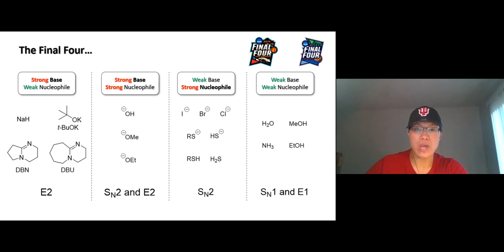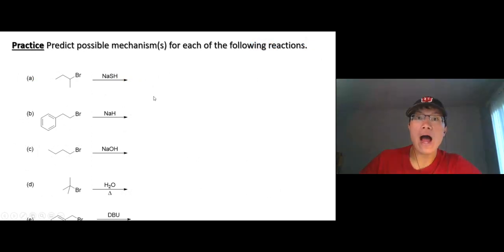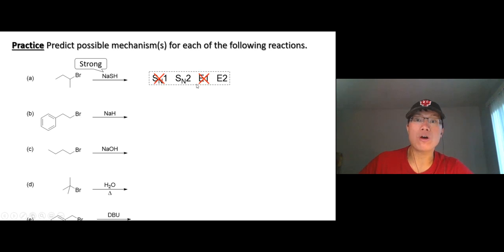Let's do some practice together. Now I want you to just look at the reagent, just the reagent, and see what mechanism it will go. You don't have to look at the alkyl halide yet. We'll talk about the alkyl halide a little bit later. Look at the reagent, sodium sulfide. Strong. So your option is going to be either SN2 or E2.